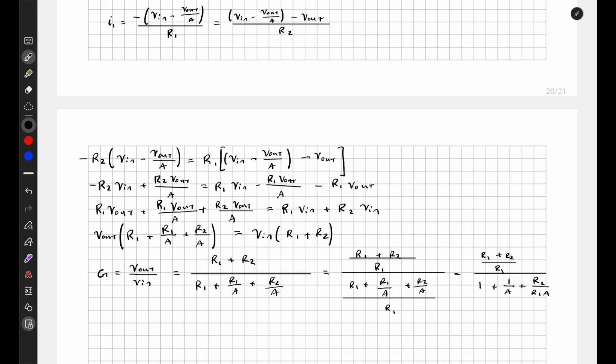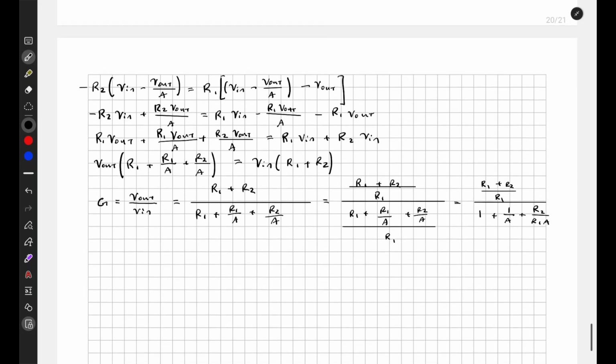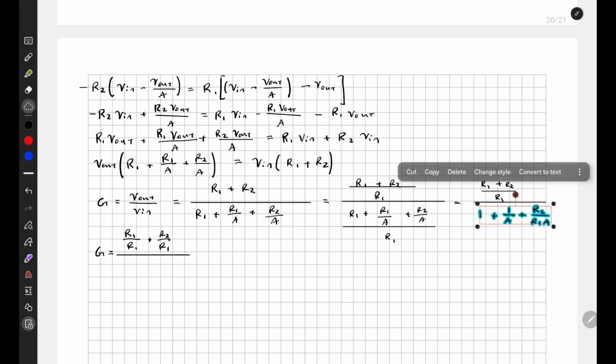Now on the numerator, it becomes R1 divided by R1 plus R2 divided by R1, and then okay, let me just copy this denominator.